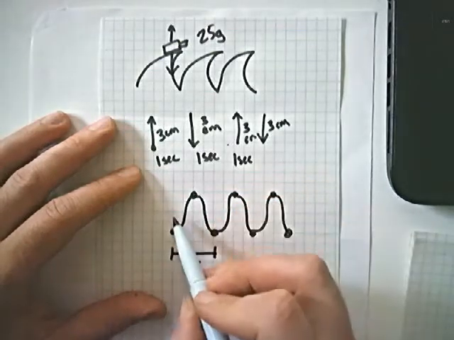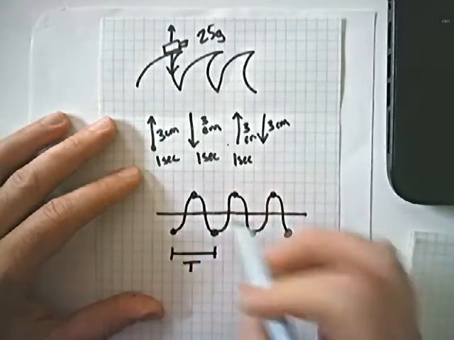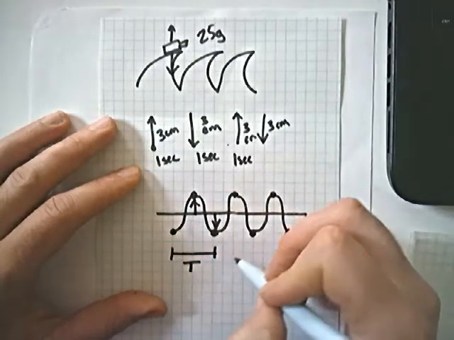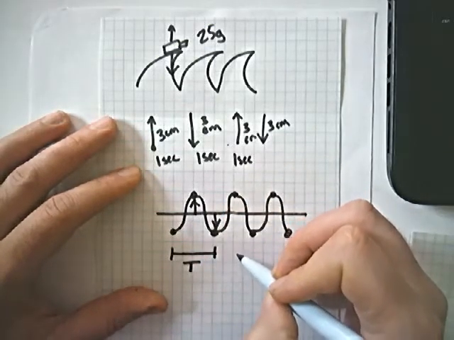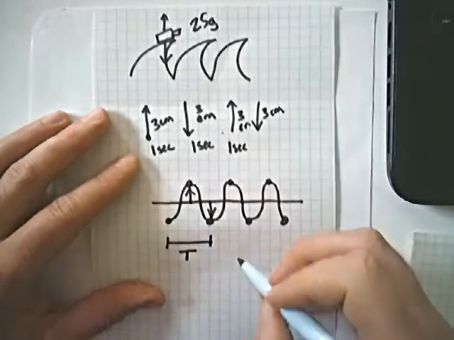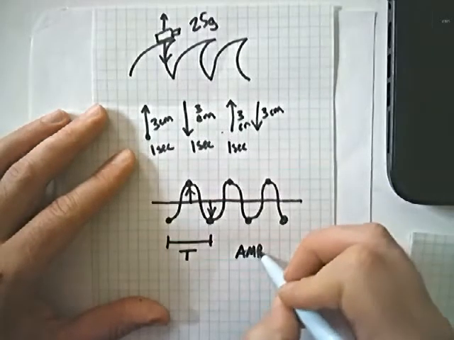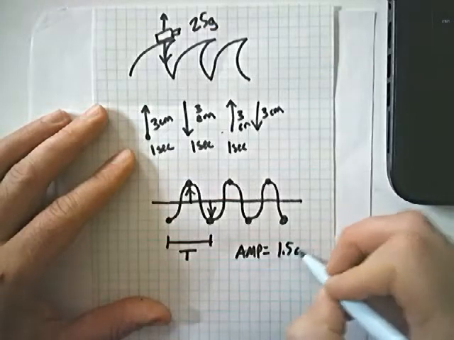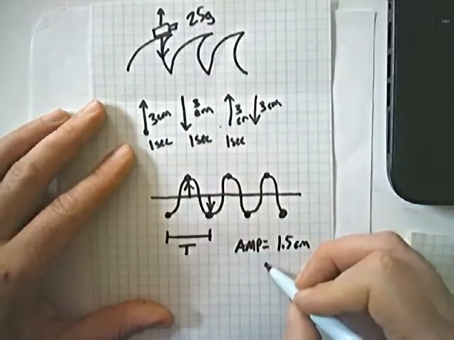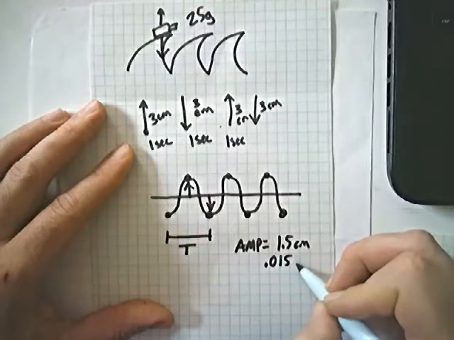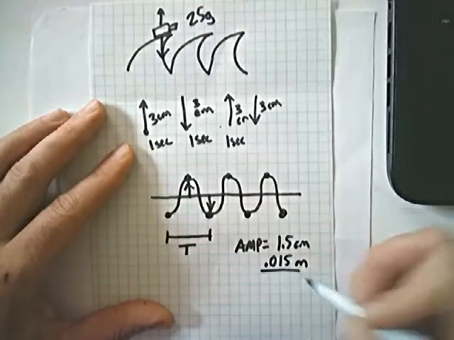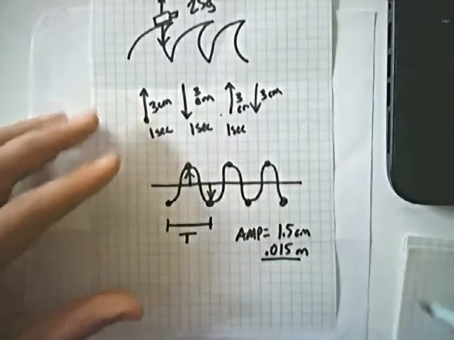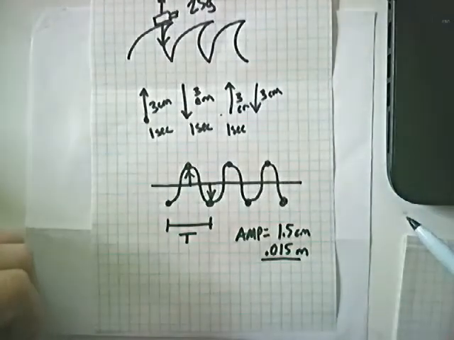If I draw in my x-axis, which bisects the wave, and we measure the distance from the x-axis to either the crest or trough, once again that's called the amplitude. In this problem, the amplitude would be equal to 1.5 centimeters. Now there's a problem with that. You can't leave it in centimeters. That's a big no-no. We have to turn it into meters. When we turn it into meters, we get 0.015 meters. Remember, everything should be in meters, seconds, or kilograms. That's going to be a continuing thing here as we learn this.